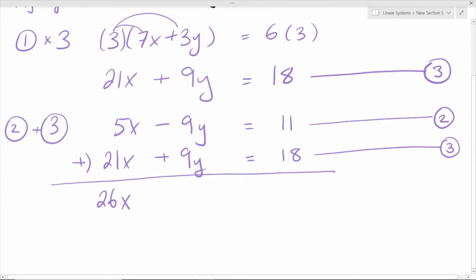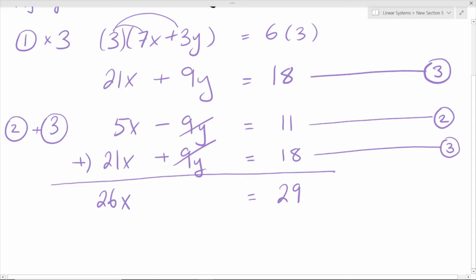Since that gives us 0, we can cancel these two, right? We don't have to write anything here. Okay, and then here 11 plus 18, that's going to give us 29. Okay, so 11 plus 18 gives us 29. 8 plus 1 is 9. 1 plus 1 here is 2.